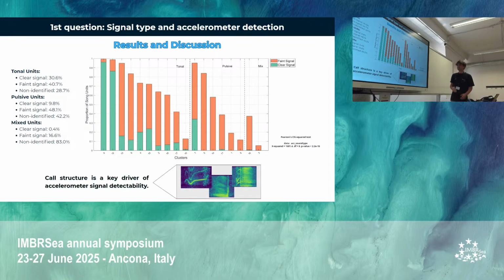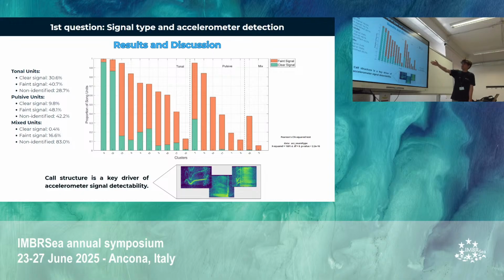So we can say that indeed call structure is a key driver of accelerometer signal detectability. And we believe this is because of how the energy is spread in the units. When you have the tonal ones, the energy is more concentrated, while the pulsive and the mixed ones are more broad, very broadband. So the energy is more dispersed, while here it is more concentrated, and we think that could be the reason why we have more detectability in the tonal ones.